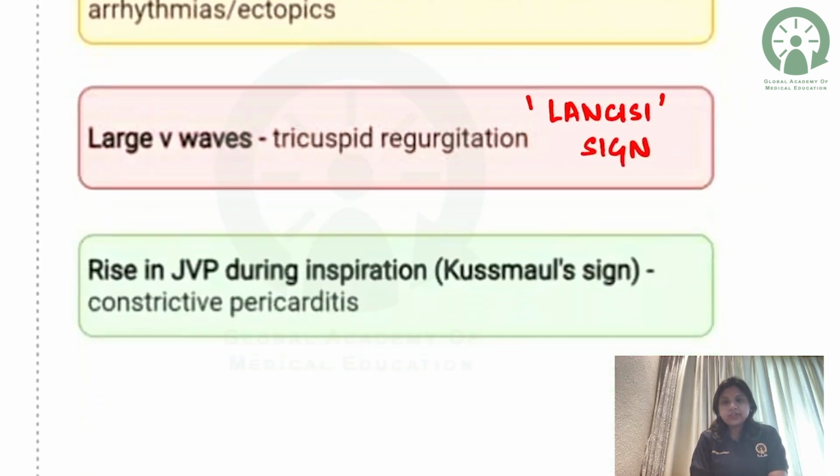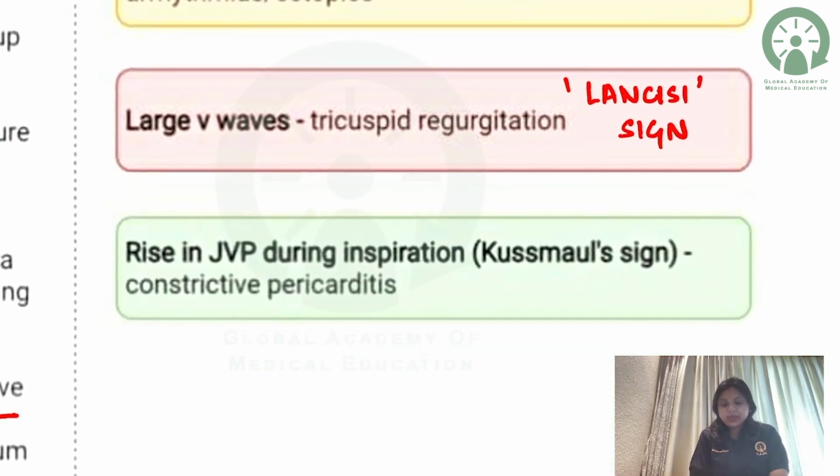Now another very important thing: what is meant by Kussmaul's sign? What happens during inspiration? JVP falls. But if there is a rise in JVP during inspiration, it is found in constrictive pericarditis and the sign is known as Kussmaul's sign. So we read about the Lancisi sign, we also read about the Kussmaul sign.